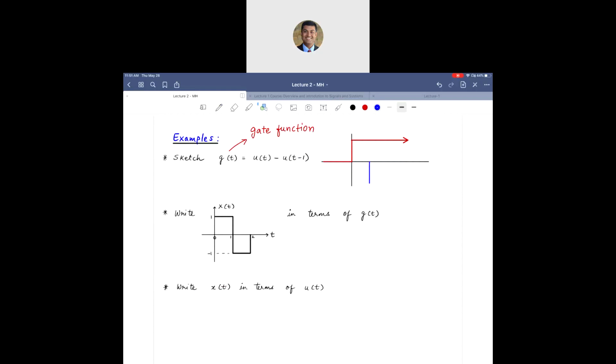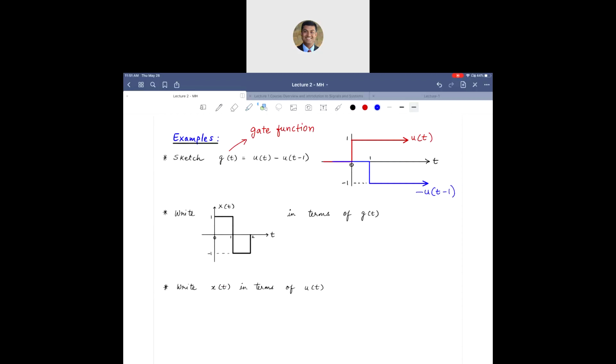And then it is 0 over there, and so on. And then, of course, this is going to be 1, 1, -1. This is 0. This is time. This guy is u of t, and this guy is not u, negative u of t minus 1. Now, because I incorporated the negative sign already, when I do the subtraction, I get the gate function.